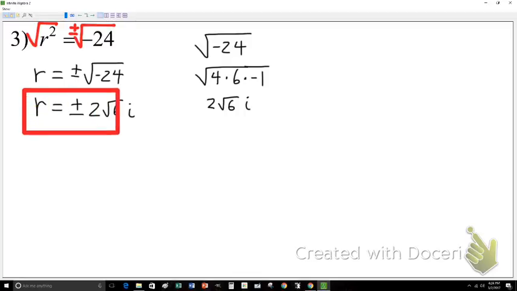So I have two possible answers. r could be positive 2 square roots of 6i or negative 2 square roots of 6i.